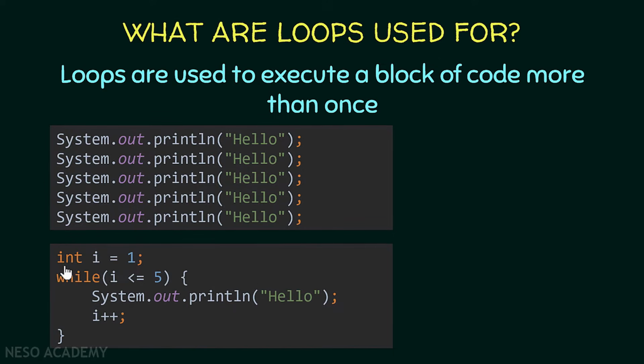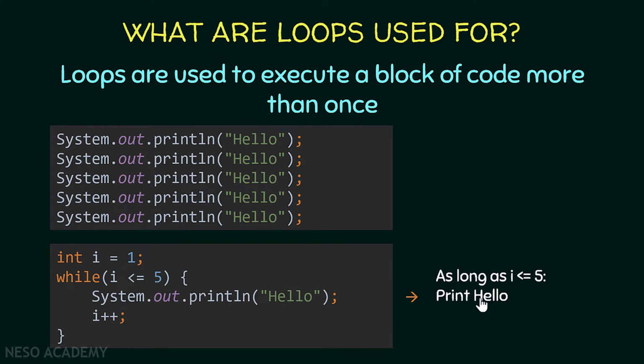So have a look over here. This code prints the string hello 5 times, so this code and this code have the same effect. Now let me tell you what's happening. First of all, I'm saying while i is less than or equal to 5, where i is an integer equal to 1. So we are saying as long as i is less than or equal to 5, we want to print the string hello.